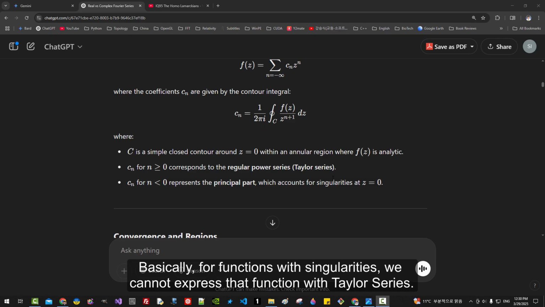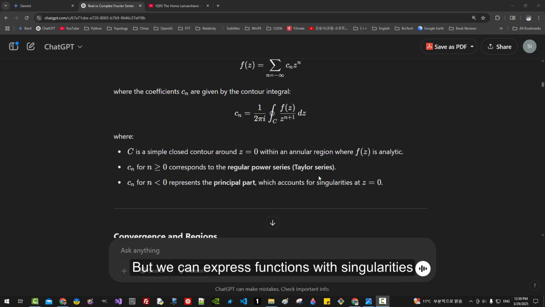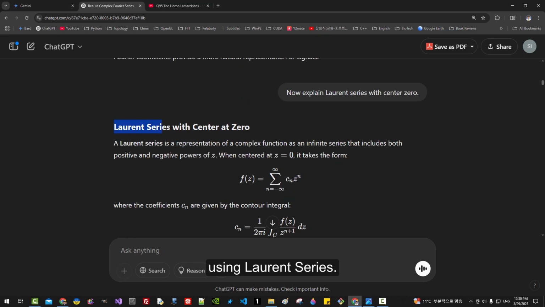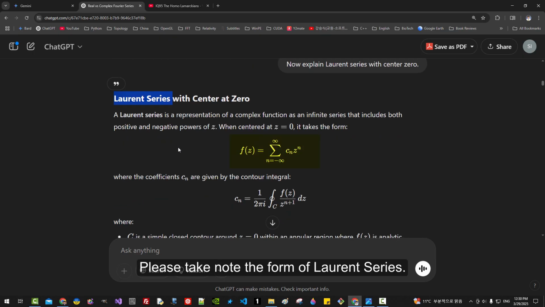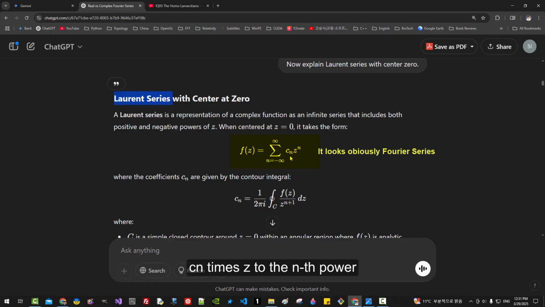Basically, for functions with singularities, we cannot express that function with a Taylor series, but we can express functions with singularities using a Laurent series. Please take note of the form of the Laurent series: c_n times z to the n-th power, where n extends from negative infinity to positive infinity.